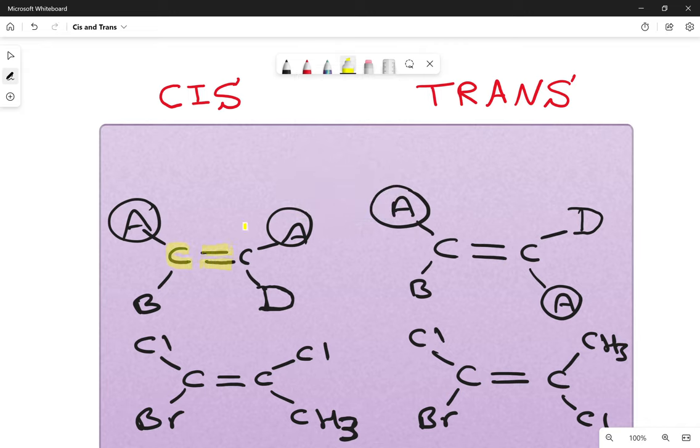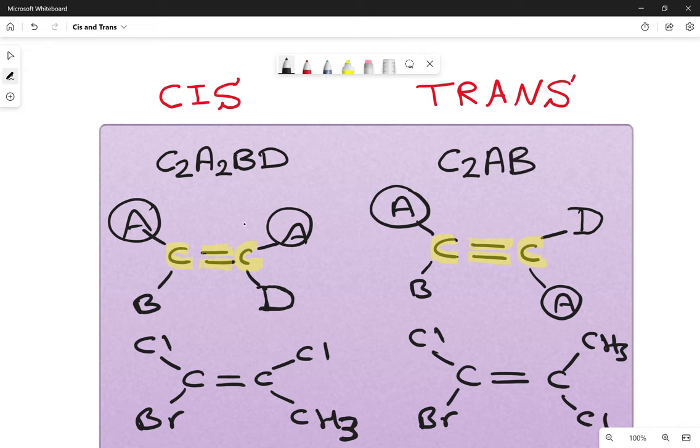bond C. It must have C double bond C. And the trans one also has C double bond C. This is a must. And then look, how many carbons do you have? You have C2. And how many groups do you have? I have two A's and one B and one D. Trans must have exactly the same. So also C2, two A's, one B, and one D.